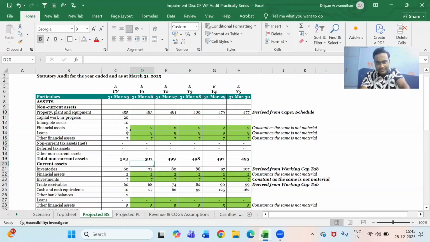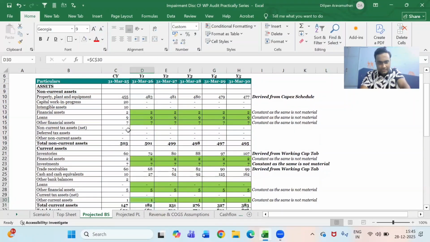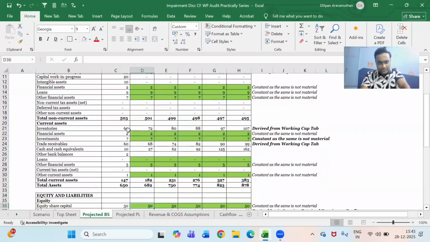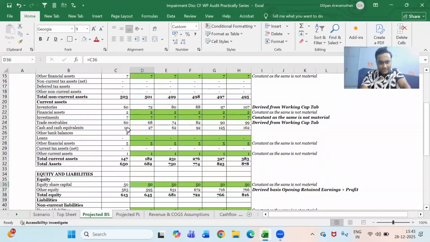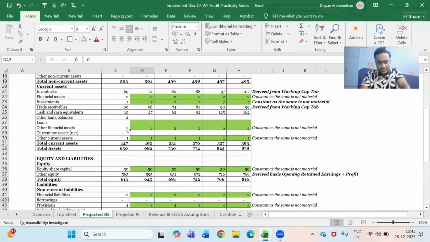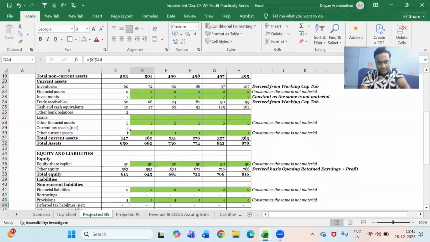If you see, we have retained the same number, and wherever we have kept it constant, we have highlighted them in green. Like other current assets have been kept constant. Now if I come to the liability side, share capital has been kept constant, assuming that the entity is not going to be issuing any additional equity shares. So it is kept constant. Next, financial liabilities are only 2 crores out of a total balance sheet size of 650 crores. Again, it's been kept constant. Provisions have also been kept constant.